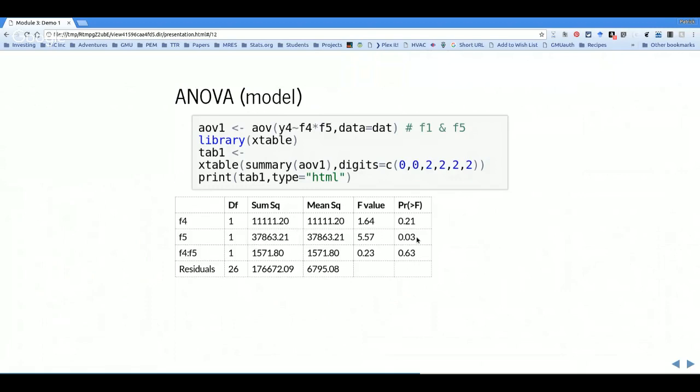F5, we reject the null using the same procedure. It's this big value divided by this value. We get 5.5, and that has a p-value less than 0.05. So we've rejected the null with F5, and F5 seems to be a good conditioning variable for us to understand Y4. So we've chopped Y4 into different classes, 2 different classes using F5. And the interaction similarly is non-significant as F4. So those are our results so far.